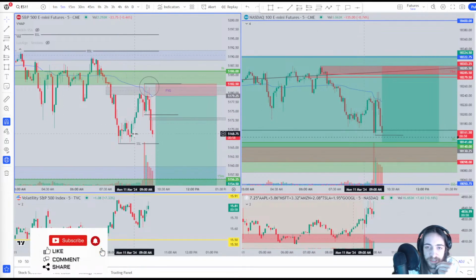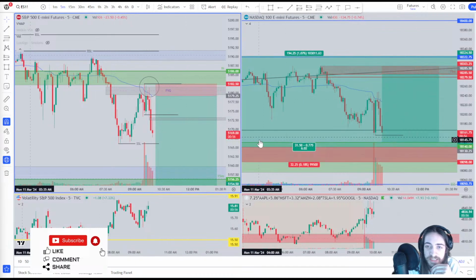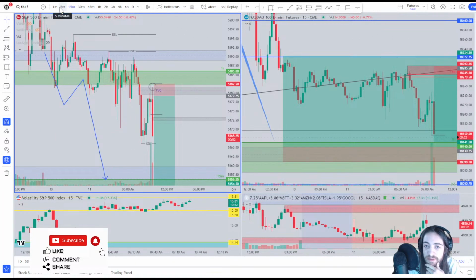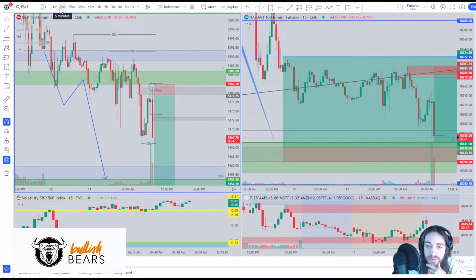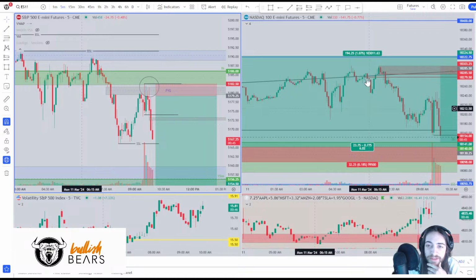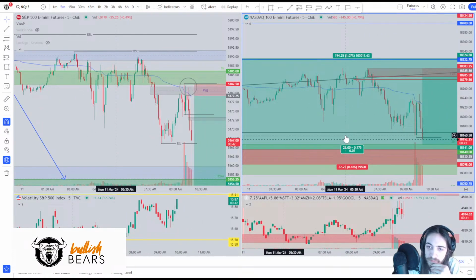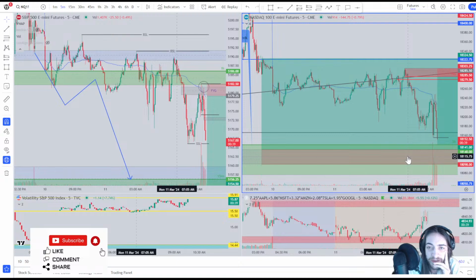Nope, there we go on ES to continue to the downside. NASDAQ to continue to the downside as expected. The NASDAQ can't even create that liquidity, right? Oh, there we go. Wow, that's crazy, man. Wow.